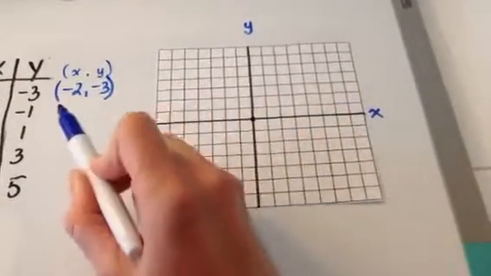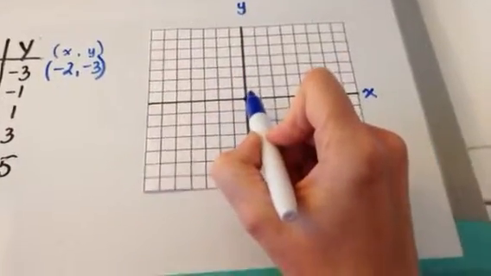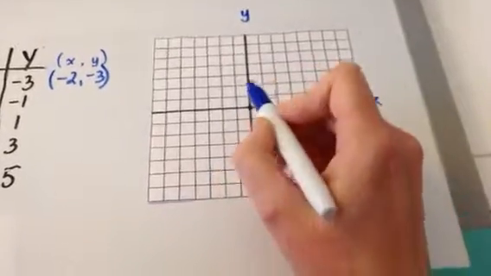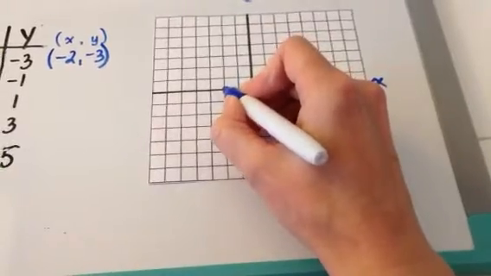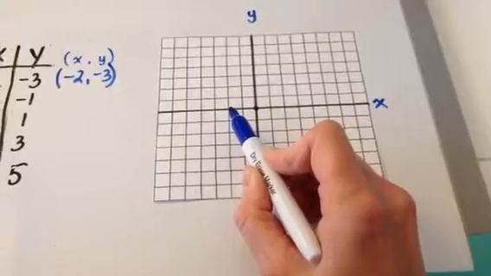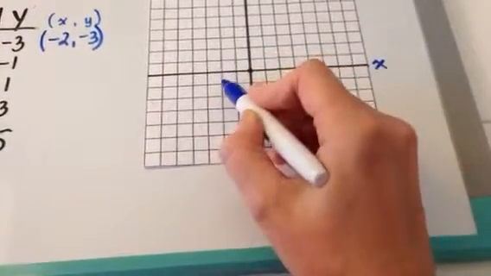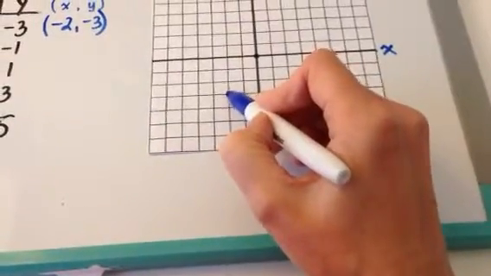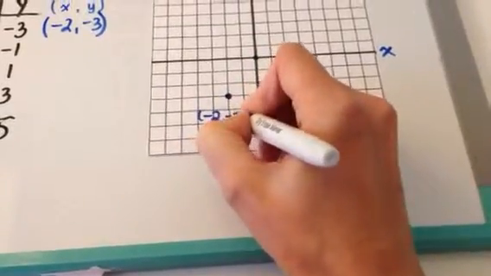So for us to plot our first point, -2 and -3, we start here at the origin and we move along the x-axis first. Our x value is -2, so we move 2 values to the left. So right here is our -2. Next, we have a y value of -3, so we move down 3 values, 1, 2, 3, and now this is where our first point is. This is our -2, -3.